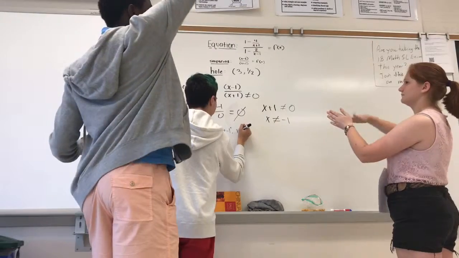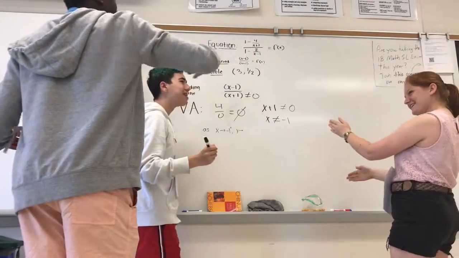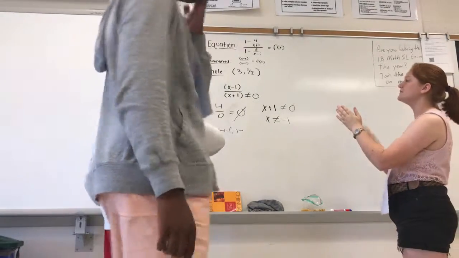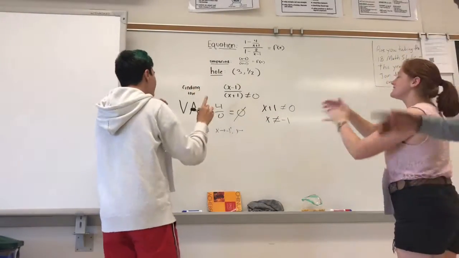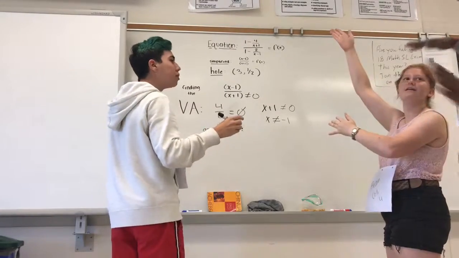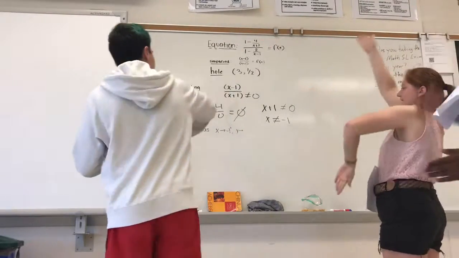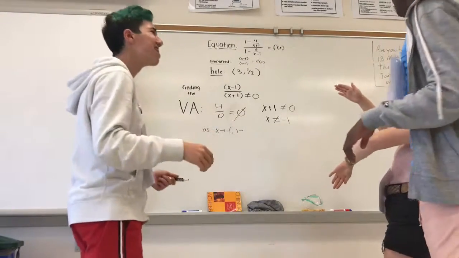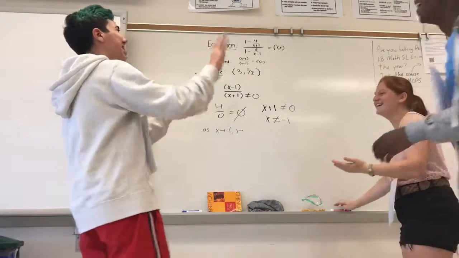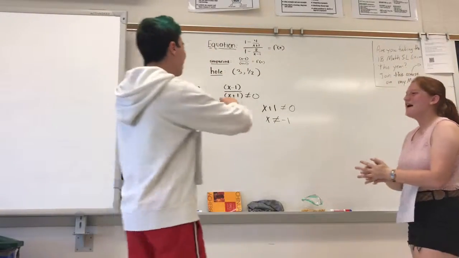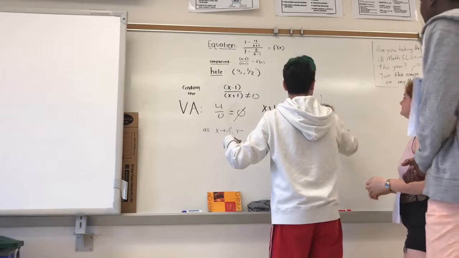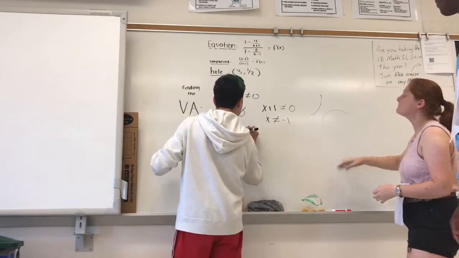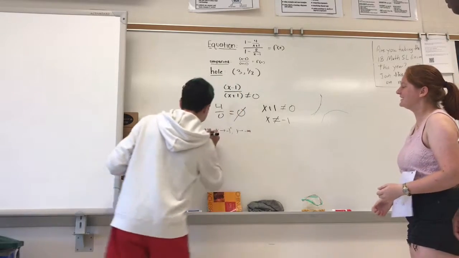y approaches... Wait, what's the graph? Does it go down or up? Down. Wait, so it's negative. It's negative infinity, because it's from the right. It comes from the right. Okay, wait, I have a picture. Somebody else has a picture of the graph. Listen, the graph is like this. So it's negative. It's going down. It goes to negative infinity.